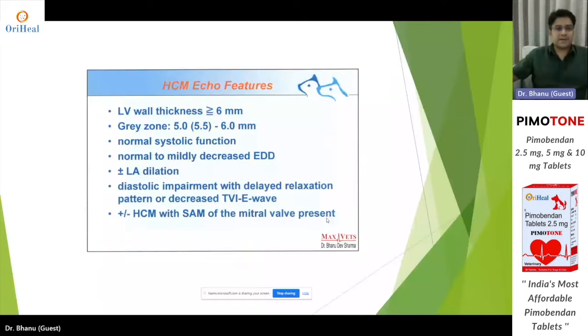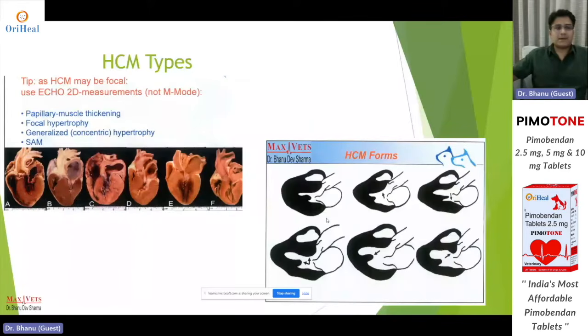There can be various types of HCM. There can be just papillary muscle thickening. There can be a focal hypertrophy. There can be a concentric hypertrophy, which is the most common form of HCM, in which there is generalized thickness of the left ventricle. There can be SAM, as I said, systolic anterior motion, which will cause a left ventricular outflow tract obstruction. And that is another form of HCM.